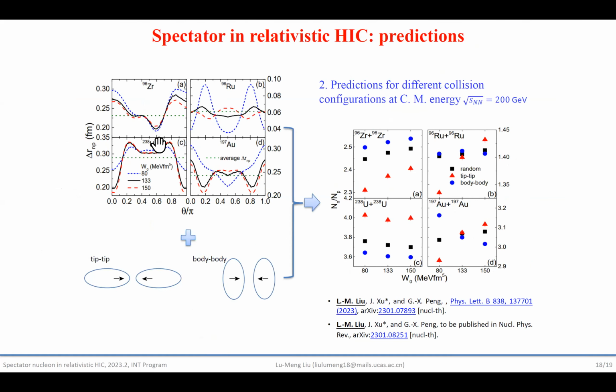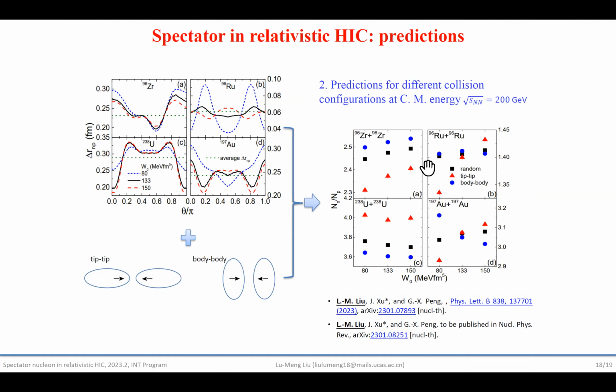So regardless of the reason why spin-orbit coupling affects the distribution of the neutron skin thickness, due to these special distributions, we found the neutron over proton ratio is different in different collision configurations, such as the tip-tip and body-body collision.